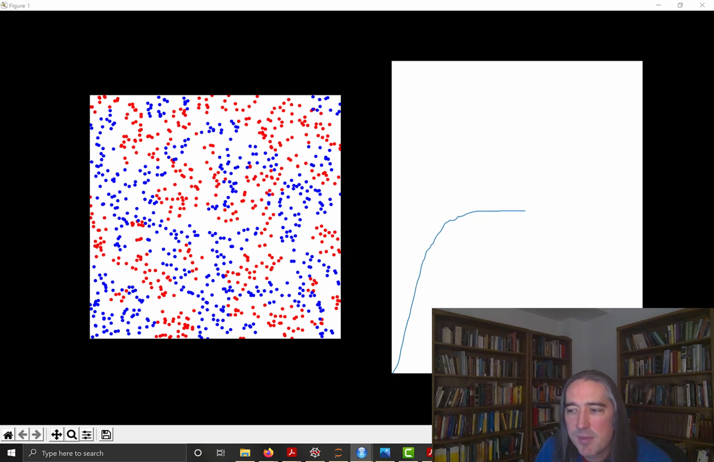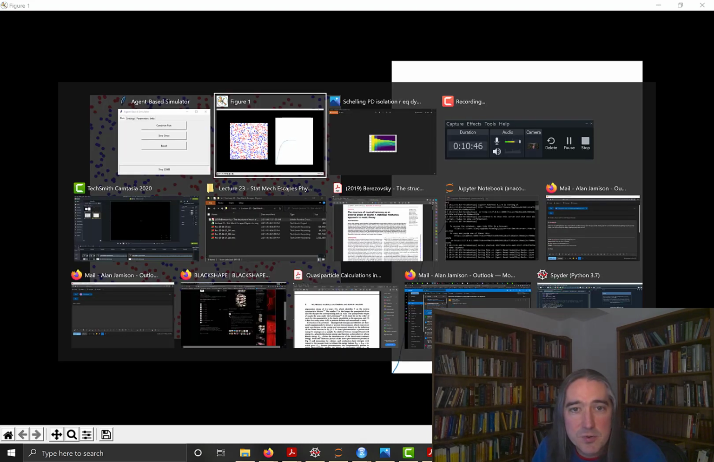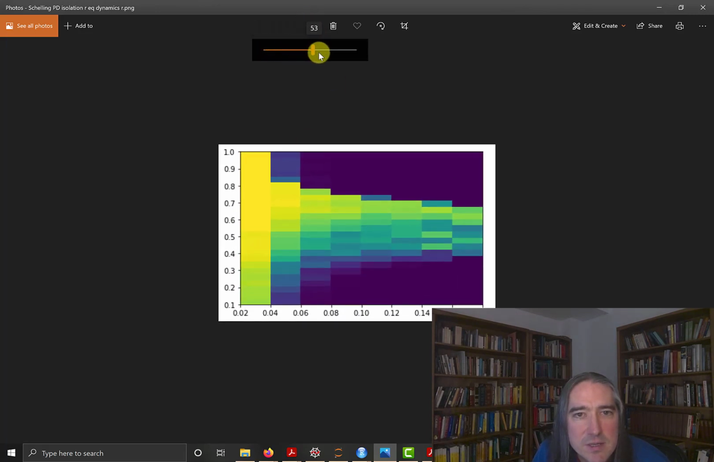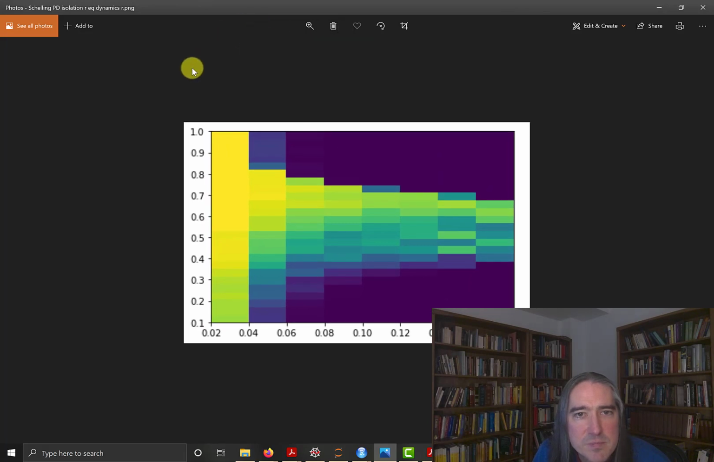So let me stop that and let me show you something that's explicitly statistical mechanical. This is a little hard to see. Let me make it bigger. This is a phase diagram for the Schelling model.